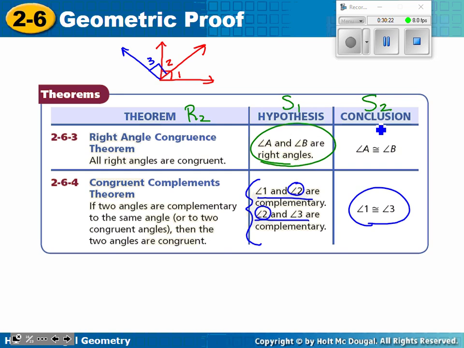Again, it could be that they're complementary to congruent angles, so that you have two separate pictures like this. 1 and 2 are complementary. 3 and 4 are complementary. But then they tell you angle 1 and angle 3 are congruent. So what does that mean about angles 2 and 4? They're congruent. That's the congruent complements theorem.